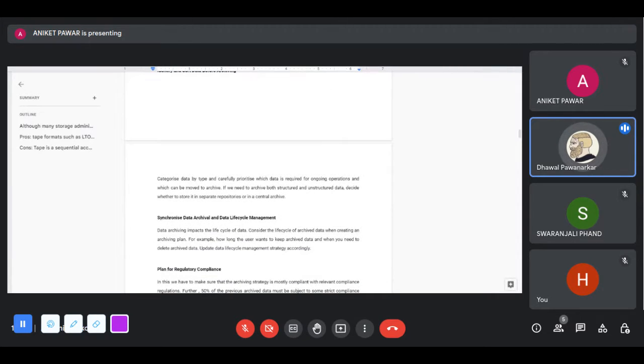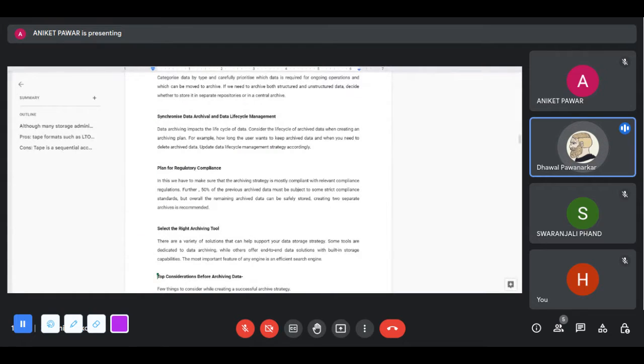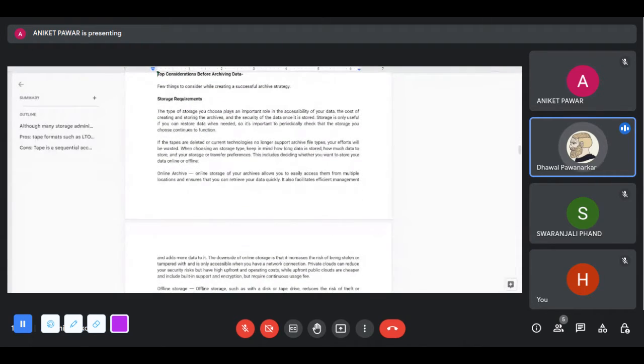Third, we have identify and sort data before archiving. In this, we categorize the data by type and carefully prioritize which data is required for ongoing operations and which can be moved to archive if needed. Next, we have synchronized data archival and data lifecycle management. In this, data archiving impacts the lifecycle of the data, which we consider when we create an archiving plan. For example, how long the user wants to keep the archive and when we need to delete the archive data.